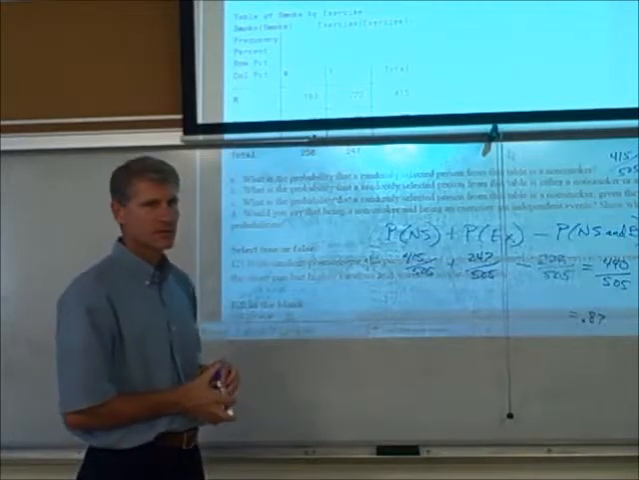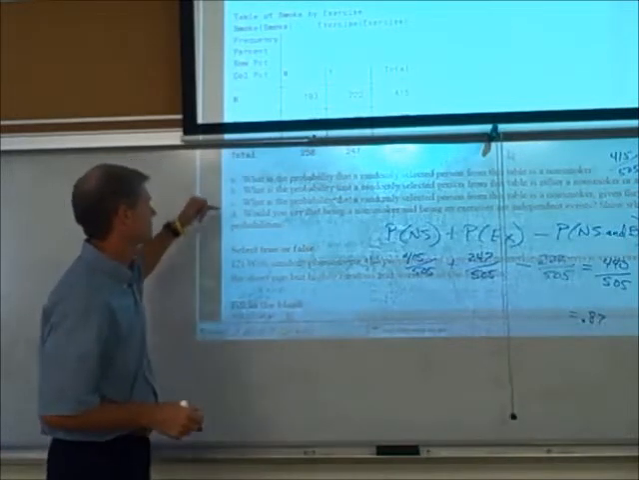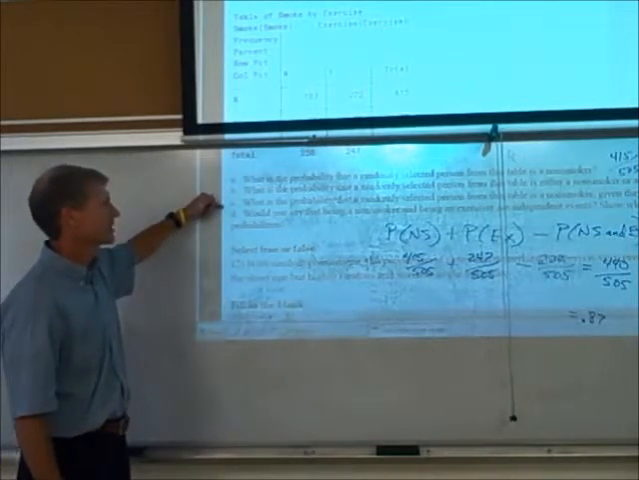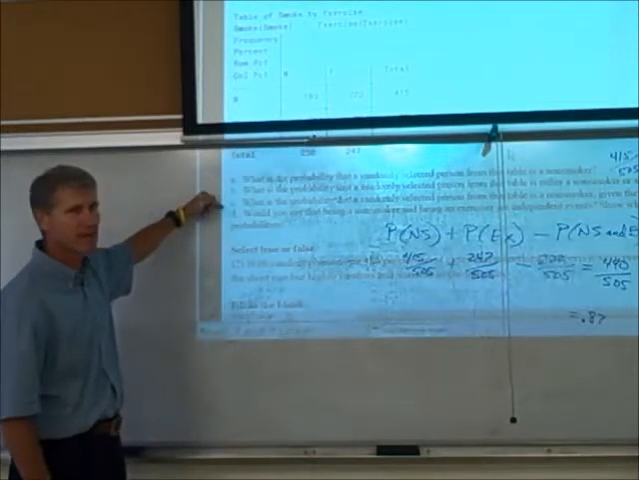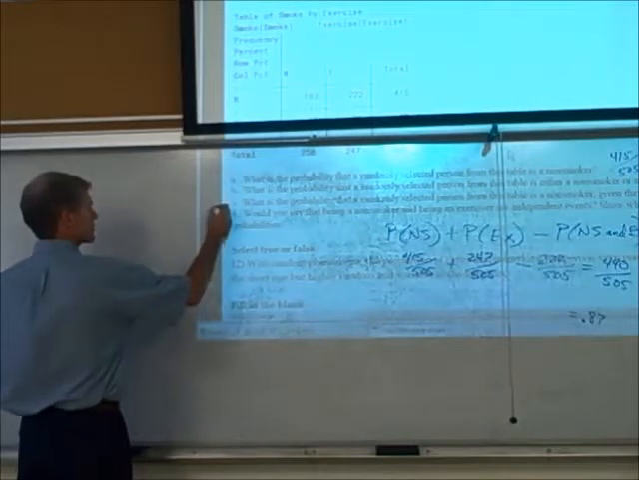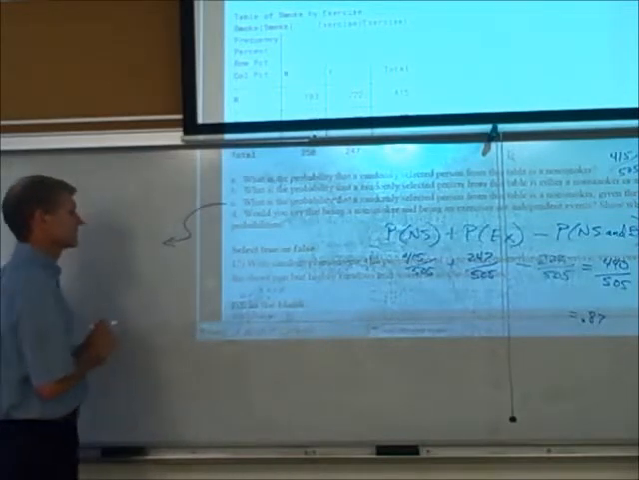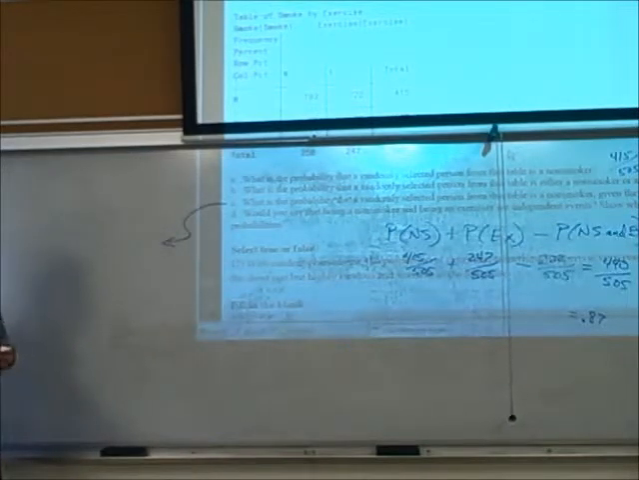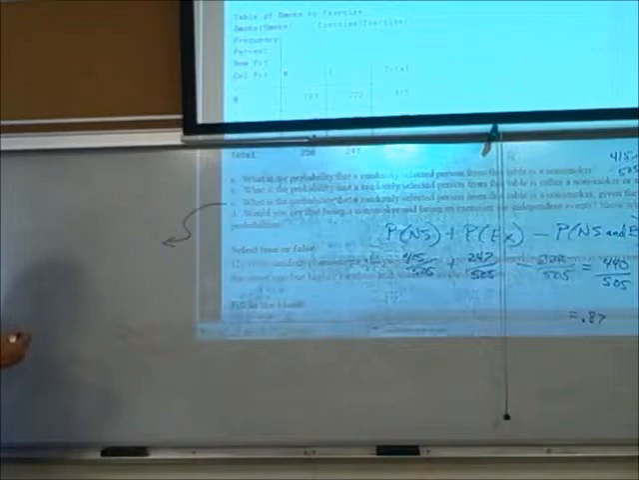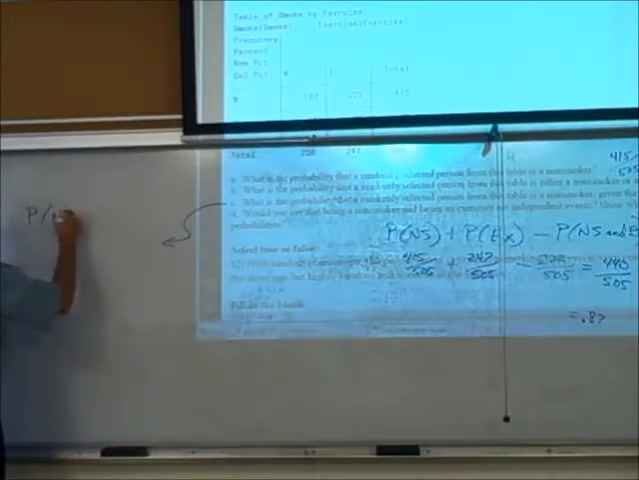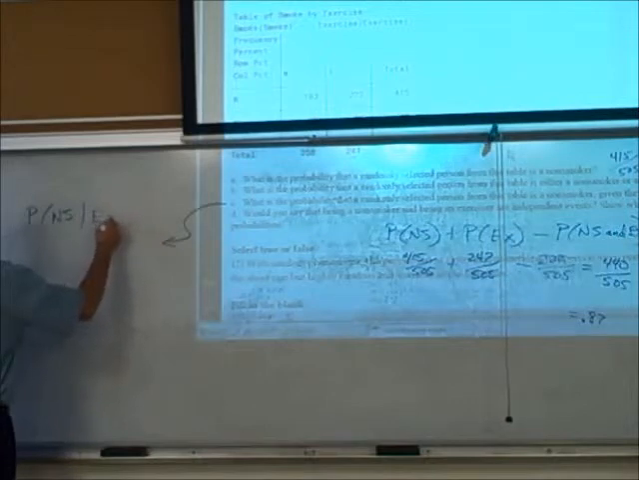Okay? So that's an OR statement. Part C says, what's the probability that a randomly selected person from this table is a non-smoker given they exercise? What's that word "given" mean? It's a conditional, right? So probability of non-smoker given they exercise.